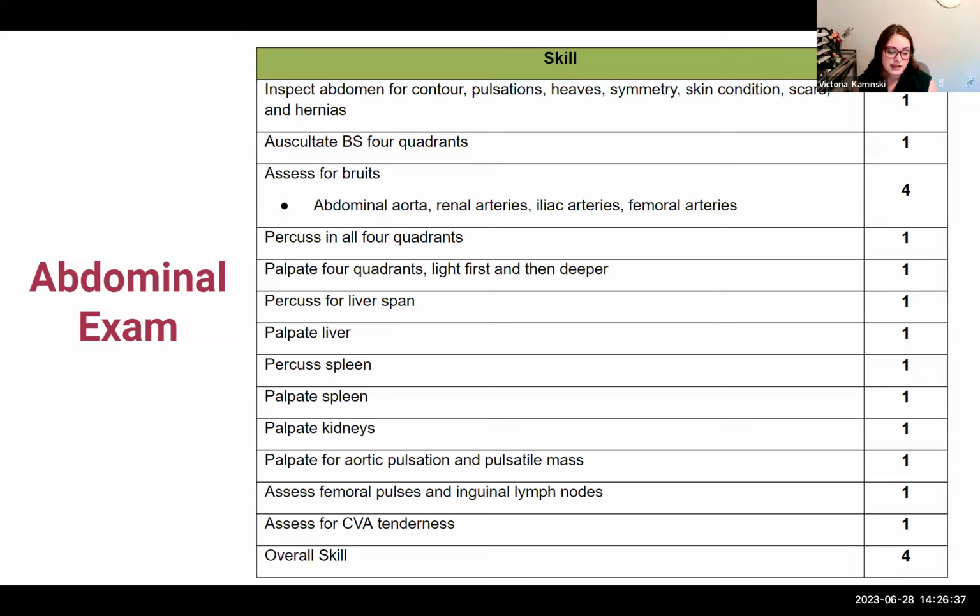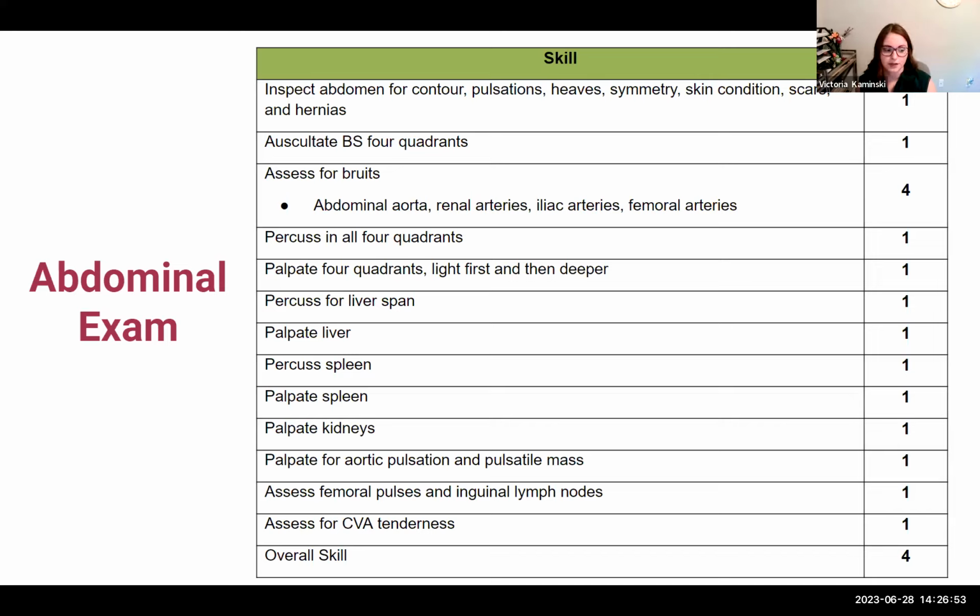Palpation of the kidney areas, palpation for aortic pulsation and pulsatile masses. Again, that would be an abnormal finding, but you should be palpating over those areas. Assessing femoral pulses and inguinal lymph nodes, and assessing for CVA tenderness.